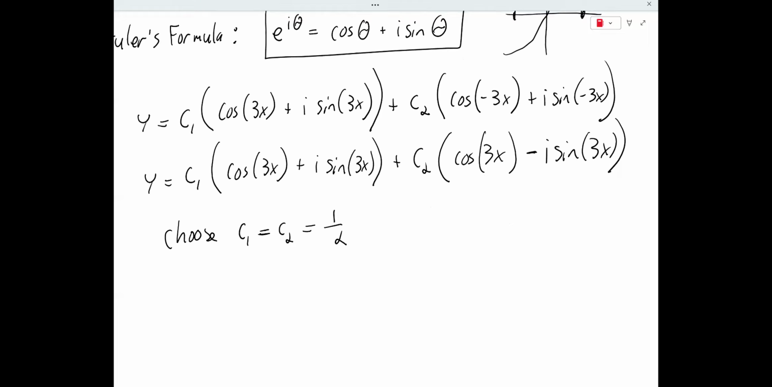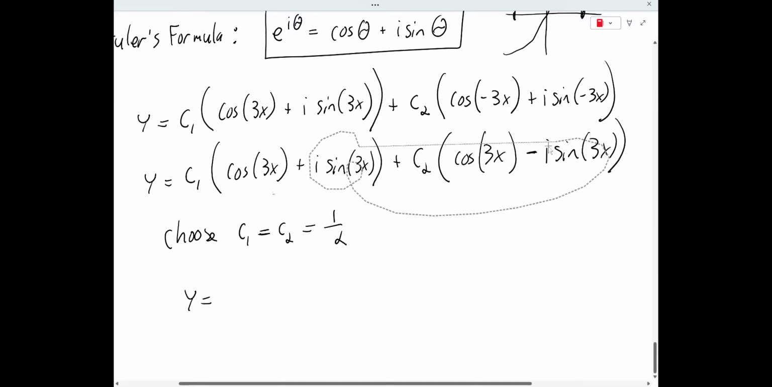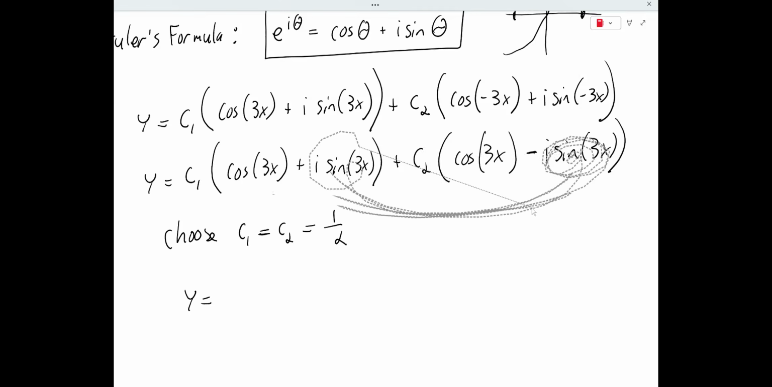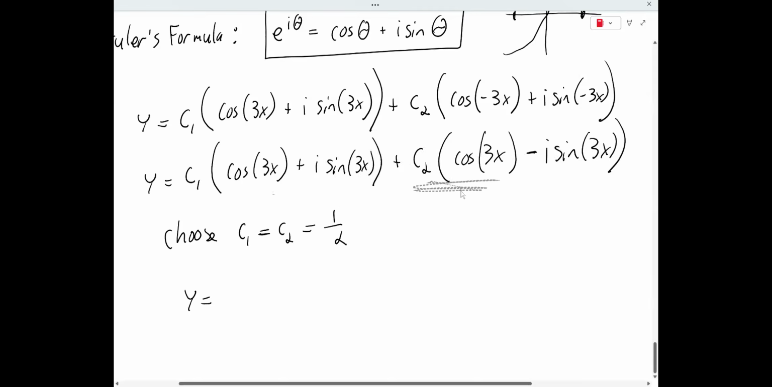Think about if I put a half here and a half here. If I distribute that, I get 1/2 cosine 3x here, and then I get negative 1/2 of this. And over here, again, 1/2 cosine 3x, and if I distribute, I get a negative of this. This and this will cancel. These will zap out, and I'll get a 1/2 cosine 3x plus a 1/2 cosine 3x. 1/2 plus 1/2 is 1. So basically, if you choose that, you get this solution here.